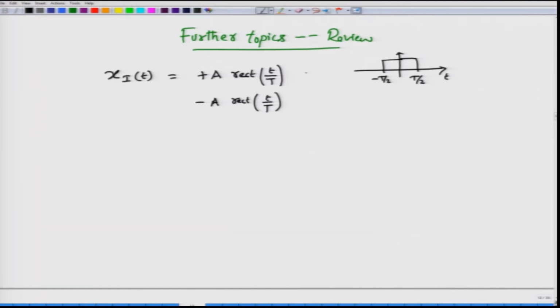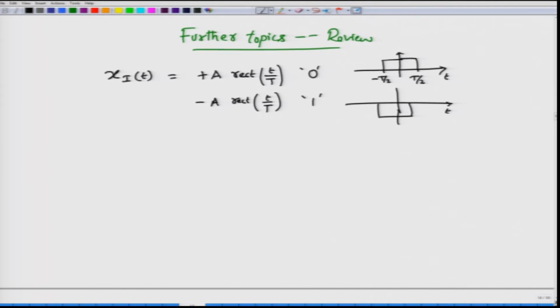So, if you want to send information in the form of a digital communication system, when a 0 occurs, you may choose to transmit the baseband signal xi of t as a rectangular pulse of duration t, and if you want to transmit a bit 1 in this baseband, you can transmit it with minus a. So, the amplitude would be reversed. So, minus a rectangular pulse of the same duration would look like this. Depending on what sequence you want to transmit, you can transmit these signals in the baseband.